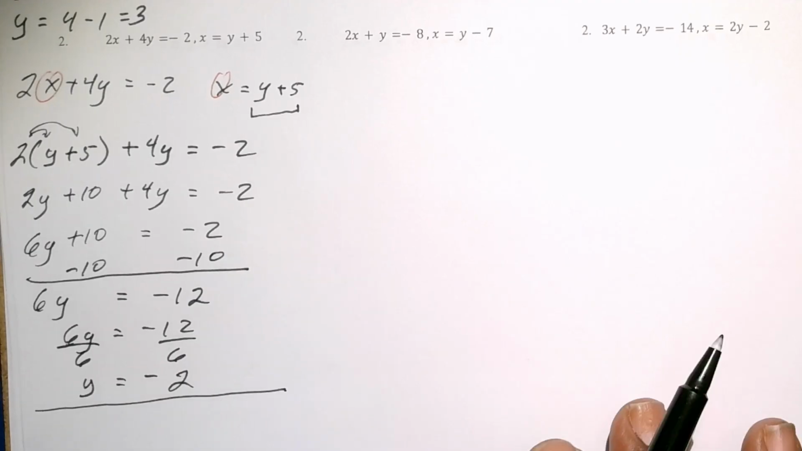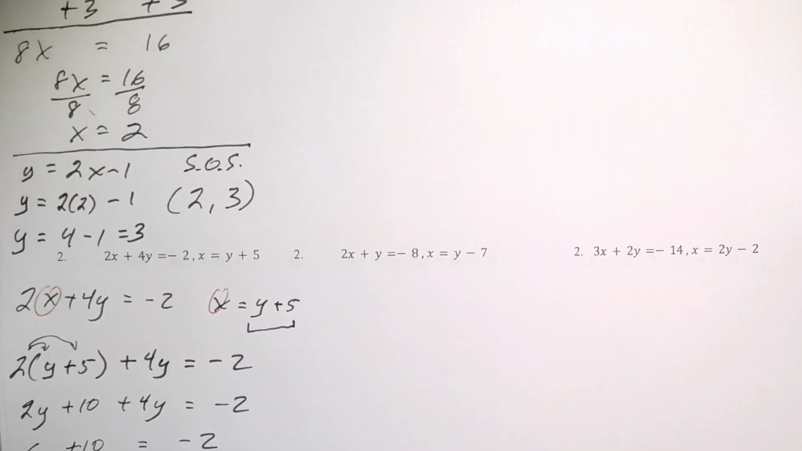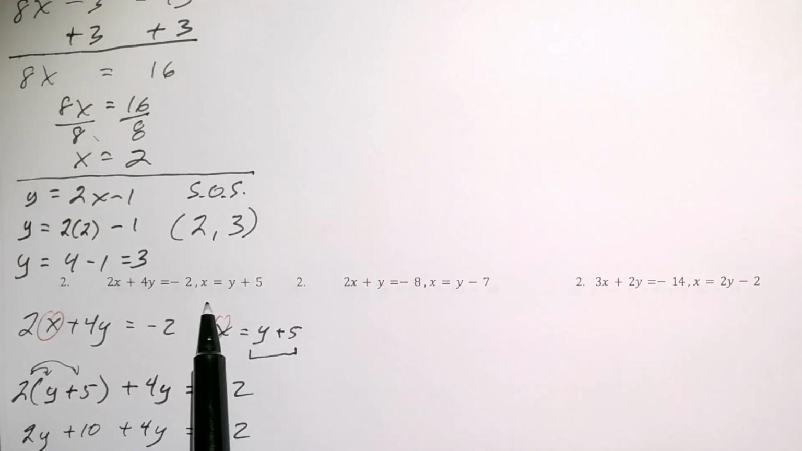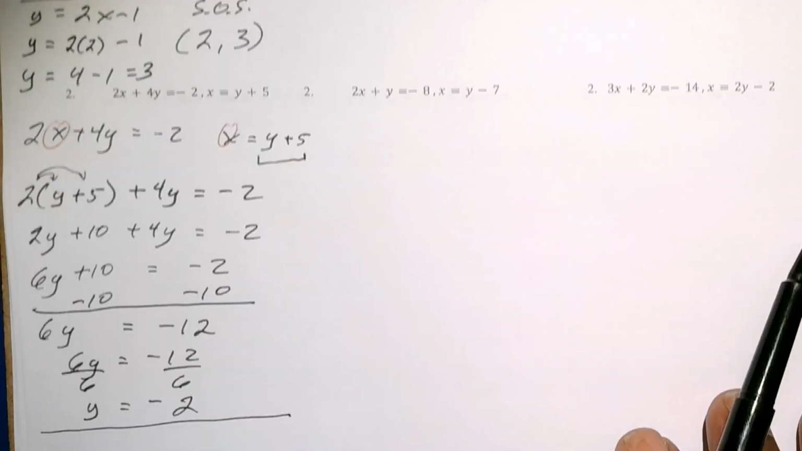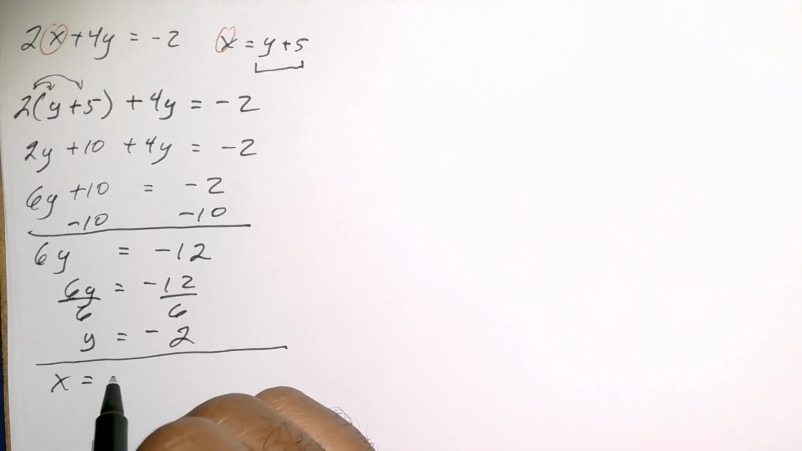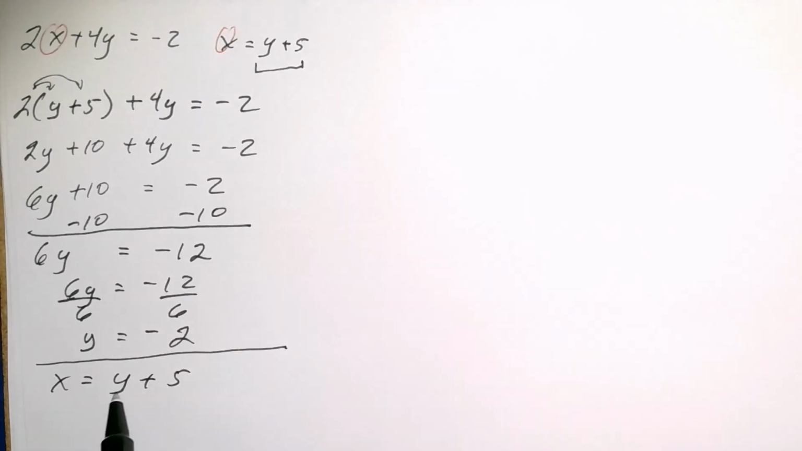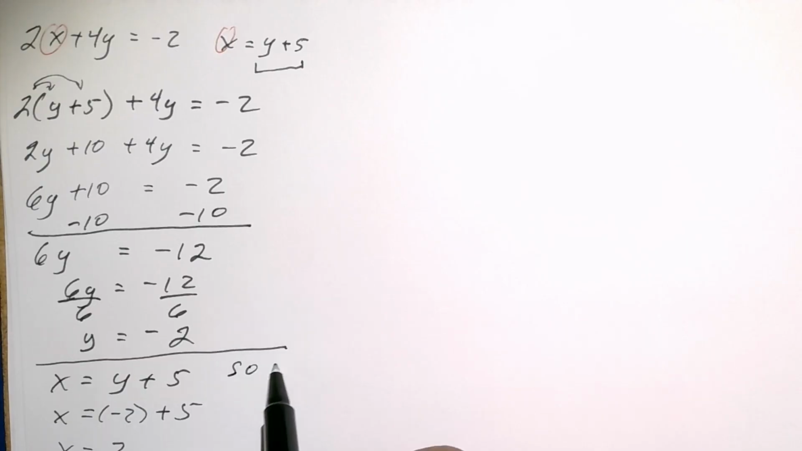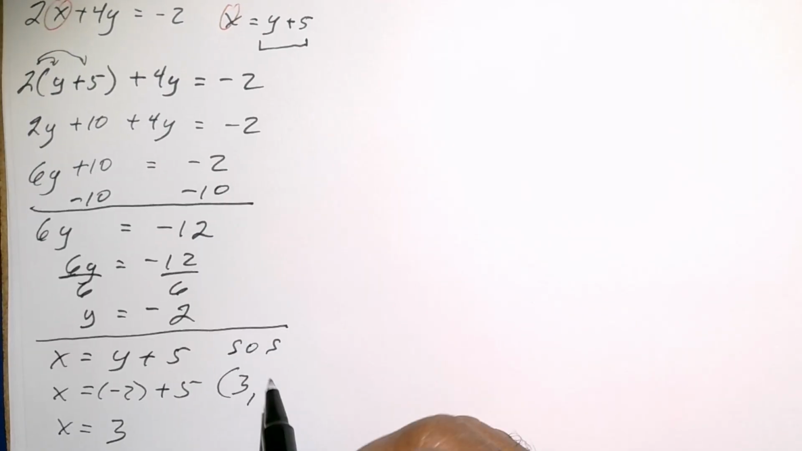Okay, let's go back to x. We see that x is equal to y + 5. So we're going to put in x = y + 5 and use substitution again. x is equal to y + 5, and we're going to substitute the y for -2. And when you put these together, you're going to get a 3. So what we have here is a solution of the system: x is 3 and y is -2, and that's the solution of this system.